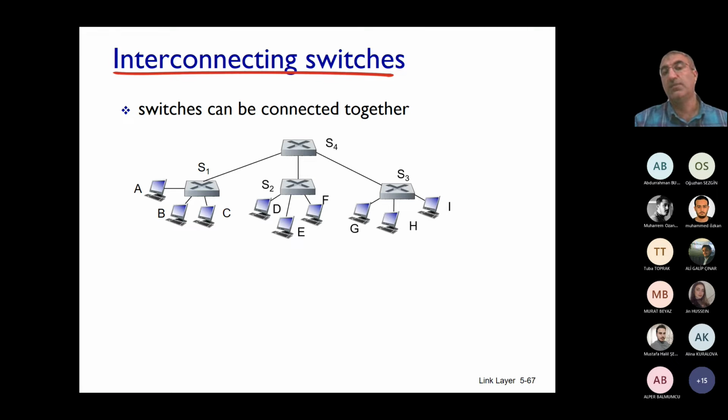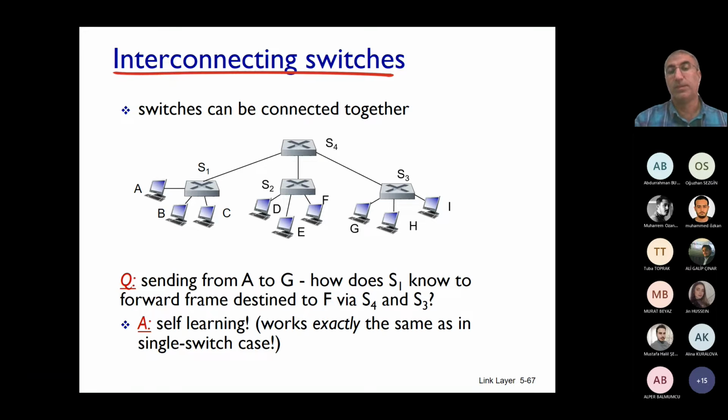S1 can be connected to the S4, S2, S3 to create larger, more complex networks. So in such a large network, one of the questions is, let's say node A wants to send a frame from A to G, but A is attached to S1 and G is attached to the S3 switch, as you see. How does S1 know to forward the frame destined to G via S4 and S3? The answer is self-learning. We just gave you an example.